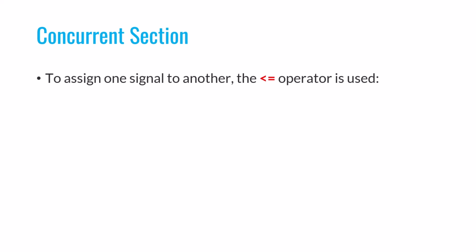Before that, there are a few important points about VHDL to keep in mind. In VHDL, when you want to assign a signal or a combination of signals to another signal, you use the less than equal symbol. This operator is known as a signal assignment. In the example I've written here, you see that we are performing an AND operation on signals B and C and assigning the result to signal A.